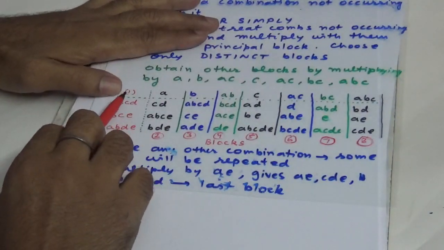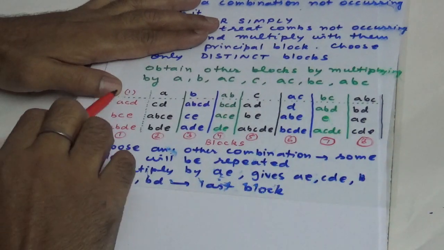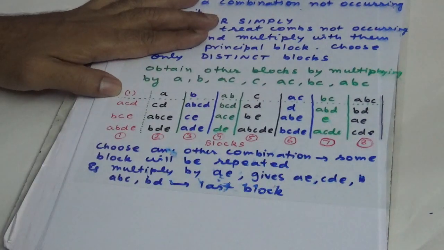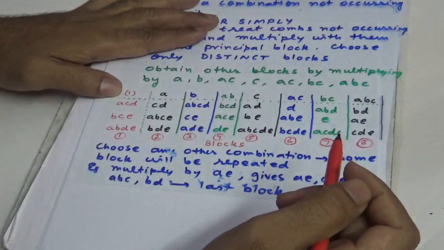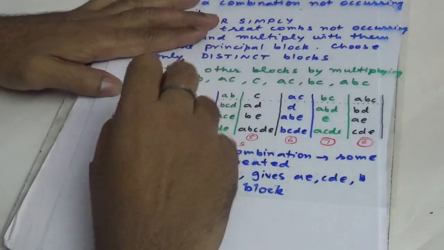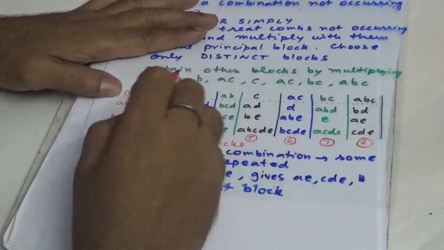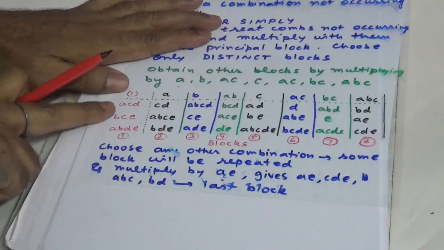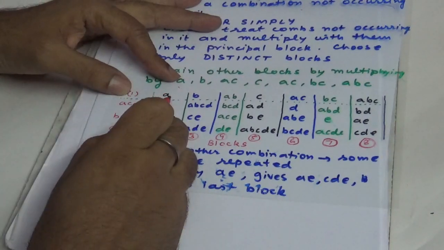Now this is my principal block: 1, ACD, BCE and ABDE. Now I multiply the elements in the principal block by other different treatment combinations. So let me choose my standard order: A, B, AB, C, AC, BC, ABC, and so on. Now I choose this A, and this A is going to be multiplied with all the elements in the principal block. So 1 into A is A.